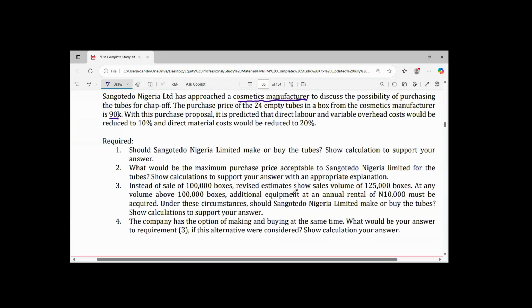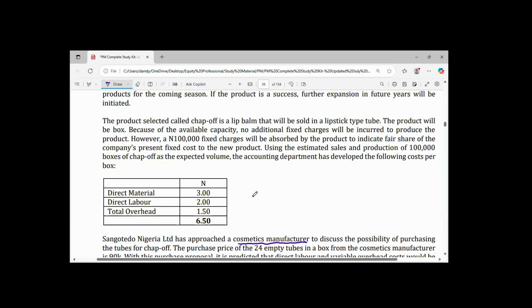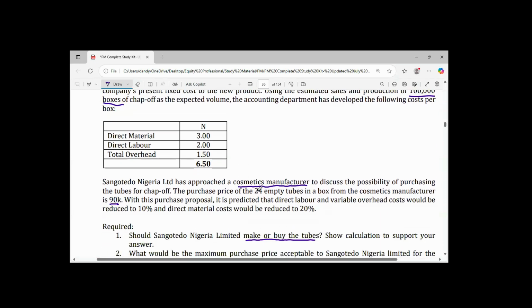Thank you. That is the question the examiner is asking you. You can see from the first requirement, examiner is asking, should Dangote Nigeria Limited make or buy the tube? Which means that this question relates to make or buy. So what are you supposed to do? Simple. Just compare supplier's quotation versus relevant cost of making the tube. All the data given to you in this question is based on the activity level of 100,000 boxes. So what that simply means is that, of course, the first thing you need to do, you go to the question and identify the supplier's quotation.